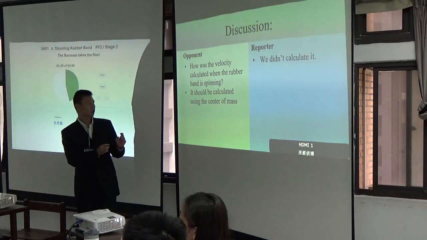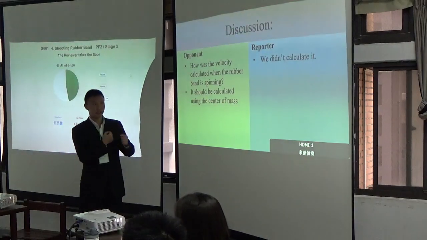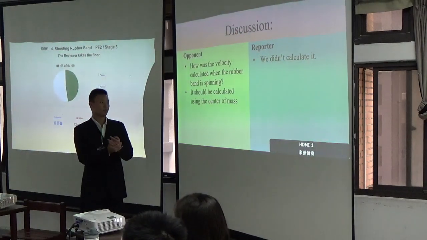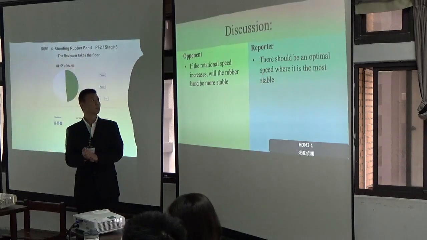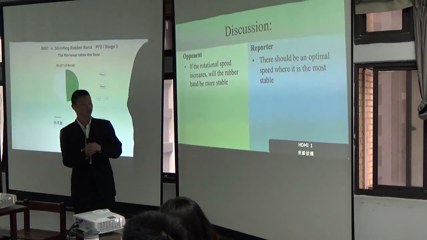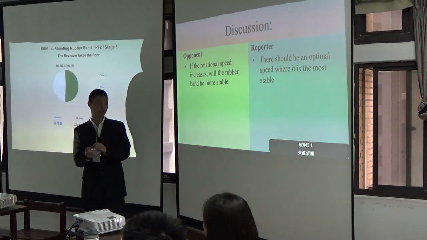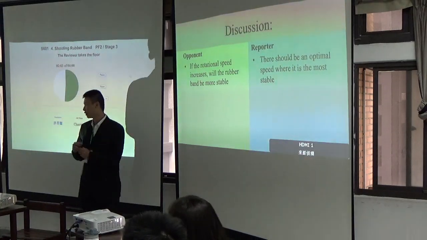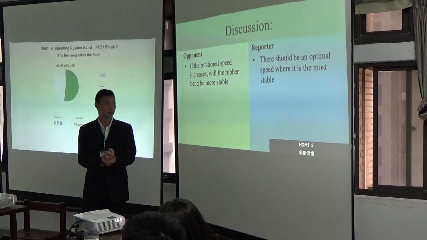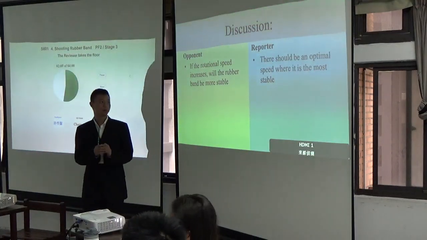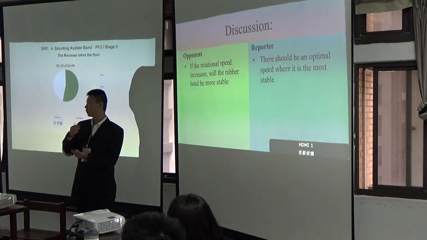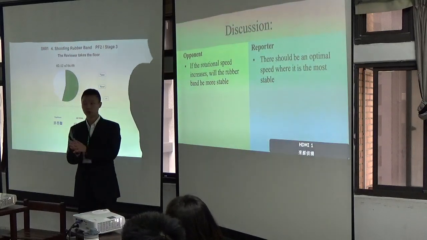And the opponent also stated that it should be calculated using the center of mass of the rubber band. Then the opponent continued to ask that if the rotational speed increases during the flight, will the rubber band be more stable? And the reporter answered that there should be an optimal speed where it is the most stable for a rubber band to be used.